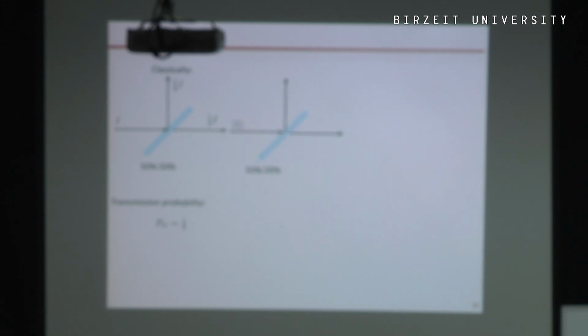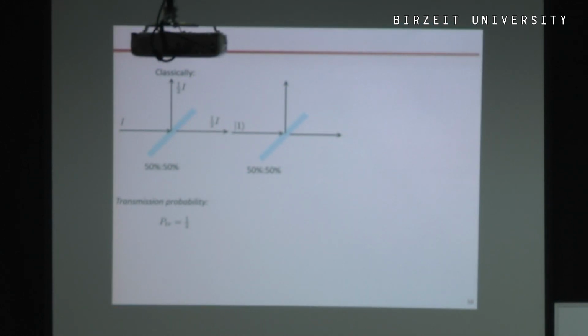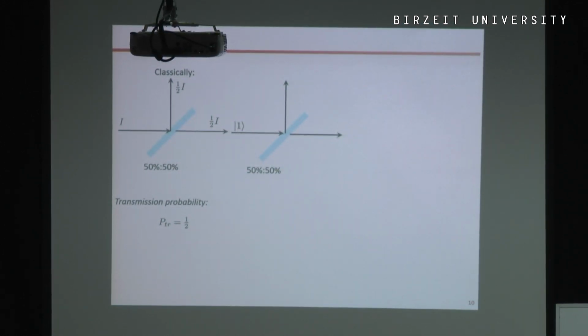What will happen if I have a number state, a Fock state, containing exactly 1 photon falling on the beam splitter? I can't hear you. Will it go through, transmitted? Will it be reflected?